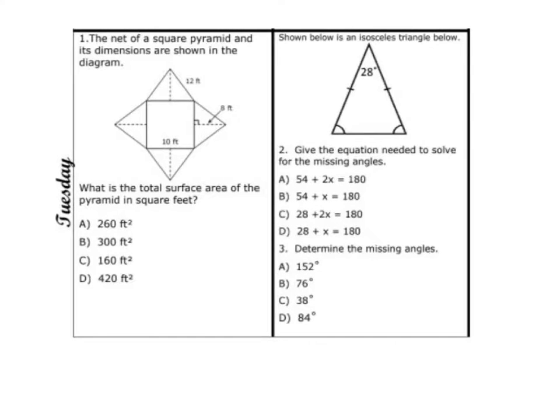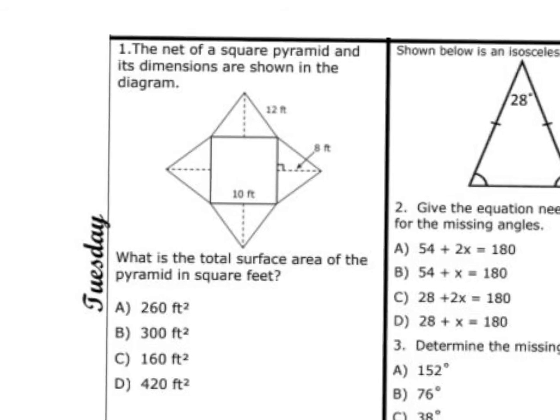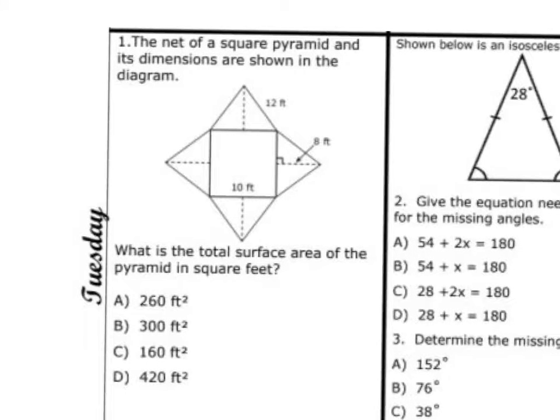Okay, so number 1 says the net of a square pyramid and its dimensions are shown in the diagram. What is the total surface area of the pyramid in square feet? They're asking for total surface area, so that means we could go ahead and find the area of all the shapes. Now, if you look at it, there is a distractor there, and what number do you think that distractor is? 10 or 8, no, 12. It's 12. So you really don't want to use that 12 because it has nothing to do with the base and height of any of the shapes.